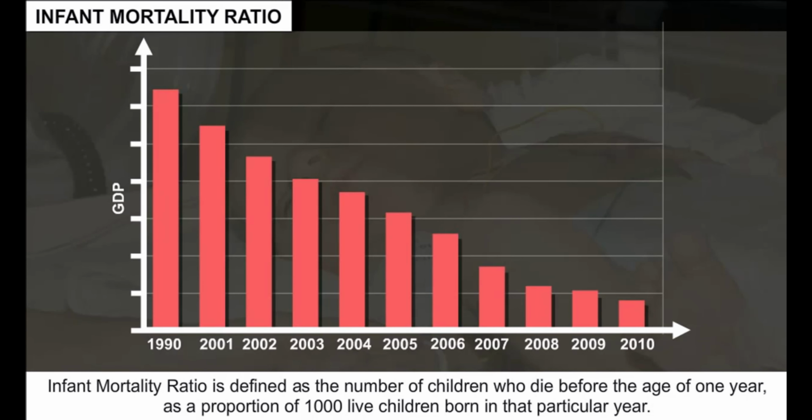Infant mortality ratio. Infant mortality ratio is defined as the number of children who die before the age of 1 year, as a proportion of 1,000 live children born in that particular year.